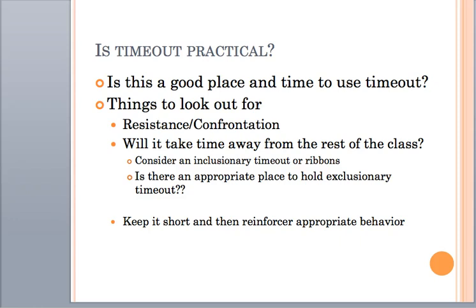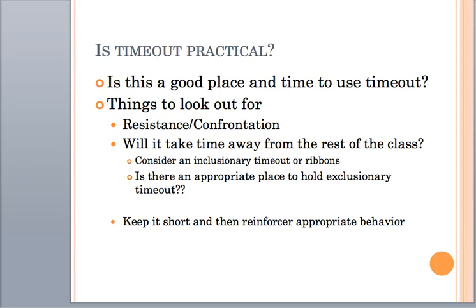Is timeout practical? So let's say that you decide that timeout is going to work, and that the function of the misbehavior is not simply to escape. And so now we have to ask, is the use of timeout actually practical? Is this a good place and a good time to use timeout? You need to know that it will work for you as the intervention specialist.